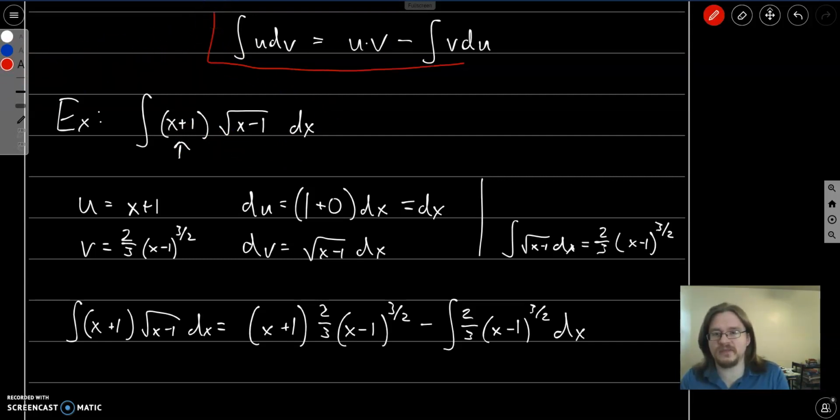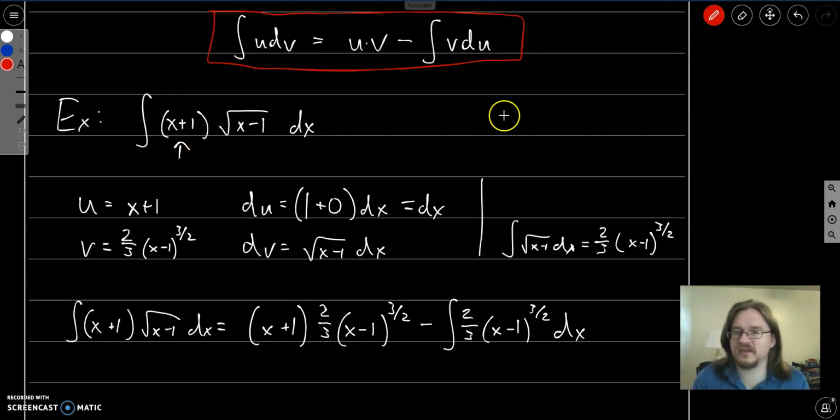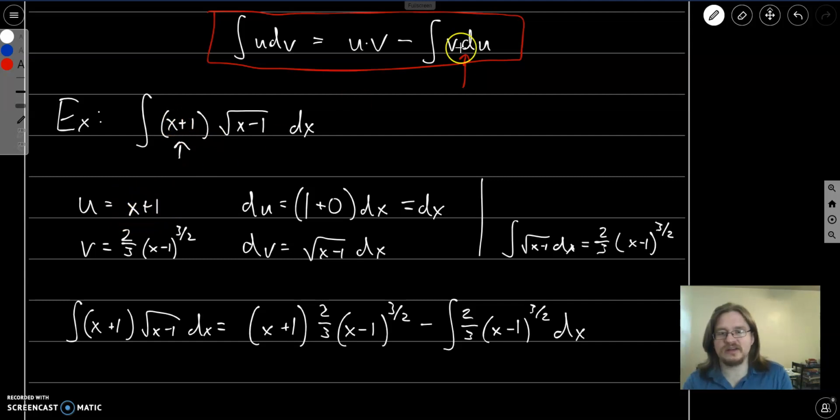Here's the formula. We have to identify the best u and v to make this integral work out, remembering that the second integral we want to make as easy as possible. So we chose x plus 1 to be u, since the derivative, du, is just going to be dx. And that made the second integral a lot easier. Once we identify u and dv, we find du by taking the derivative. We find v by taking the integral of dv, which was fairly straightforward.